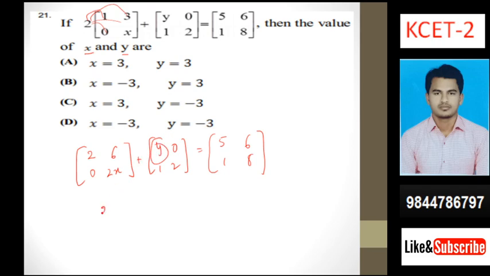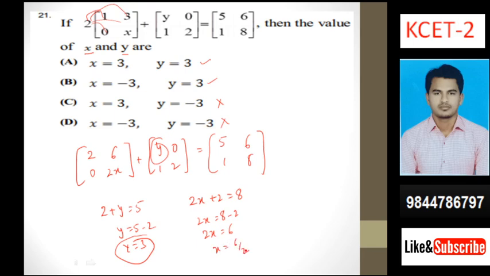Now adding these two, I need the value of y only. 2 plus y equal to 5, y equal to 5 minus 2, y equal to 3. It means option C is discarded and D is also discarded. We don't know whether it is A or B. Let us find the value of x. If 2x plus 2 equal to 8, 2x equal to 8 minus 2, then 2x equal to 6, x is equal to 6 divided by 2, and x is equal to 3. It means option number A is the right answer.